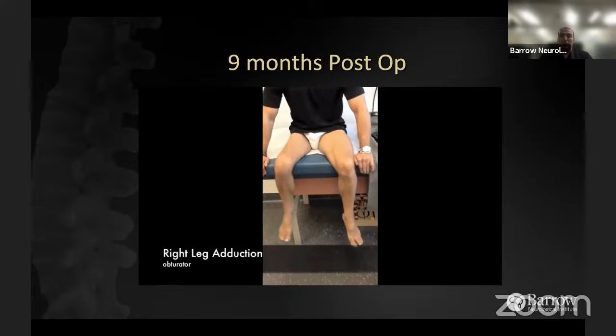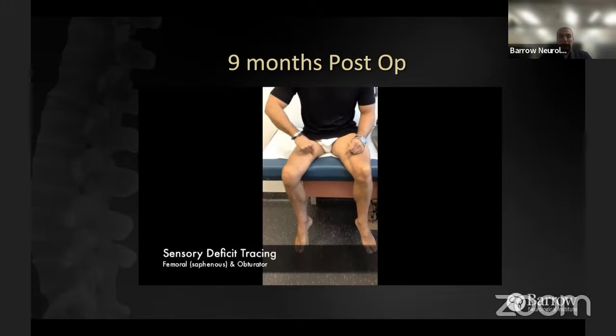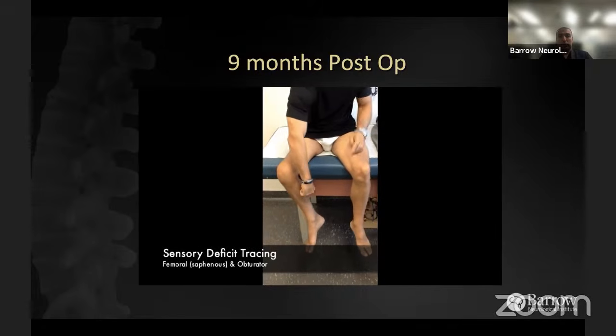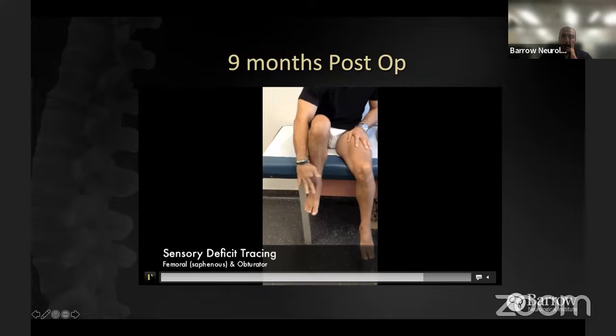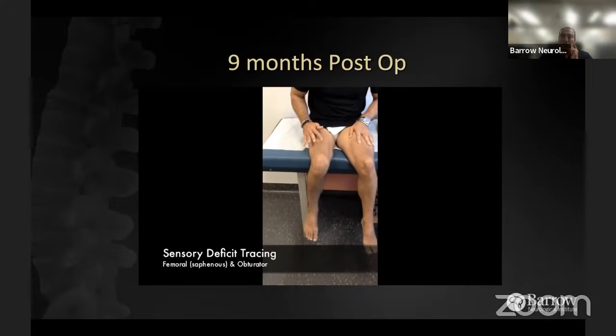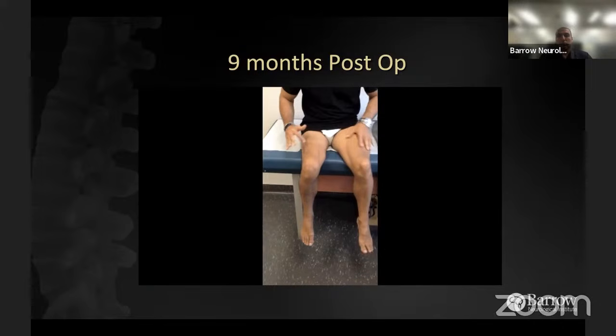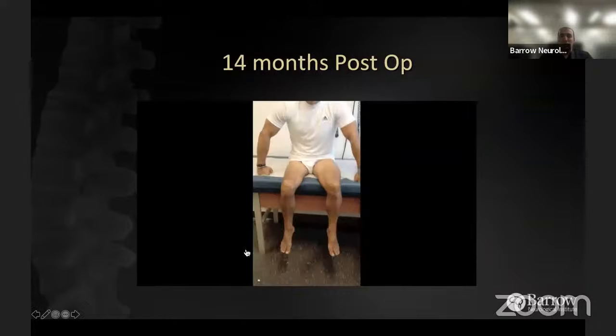And now the patient is starting to move the right leg in adduction. So the patient is tracing the sensory deficit in the saphenous nerve, which is a sensory nerve of the femoral nerve, and the obturator distribution. So a classic representation of where these nerves provide the sensory coverage of the leg.